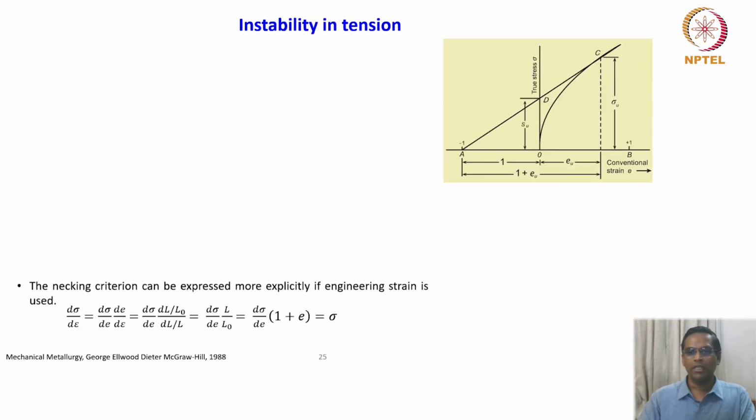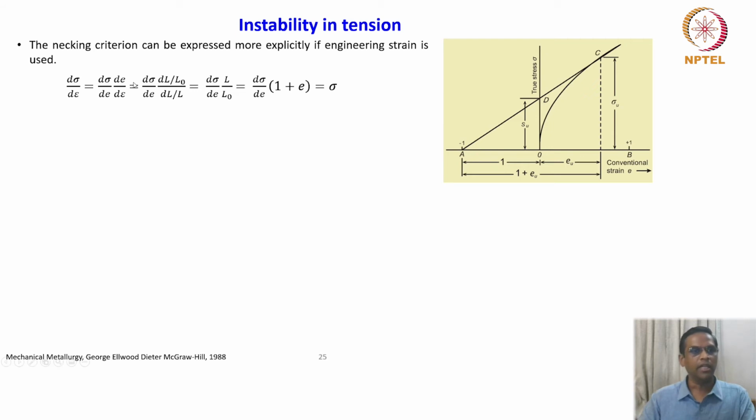So another interesting way of analyzing this necking phenomenon is, let us go through that. The necking criterion can be expressed more explicitly if engineering strain is used. dσ/dε can be written like this, where dσ/dE into dE/dε. So engineering strain, we know that we can express in terms of dl by L naught, and again the true strain is dl by L. So we can manipulate this.